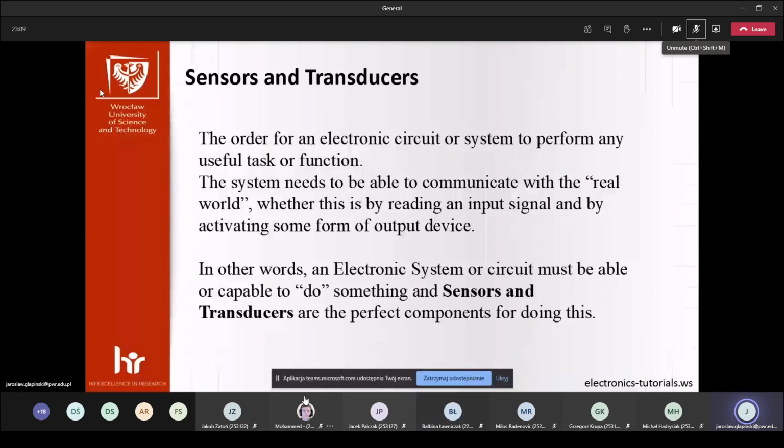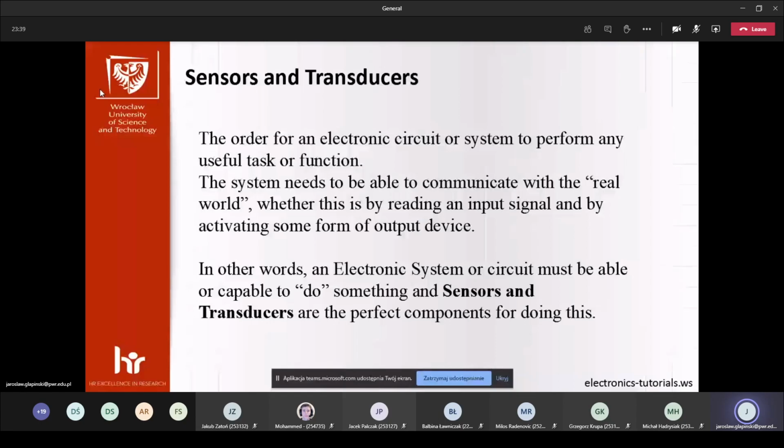So going back to our problem. First of all, the purpose of electronic circuits or a system is to perform a useful task, or function. Of course, we can build an electronic device which will do nothing, but it's not useful for us. So generally, we build some system to do something.